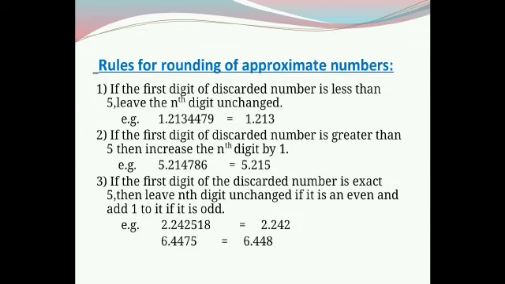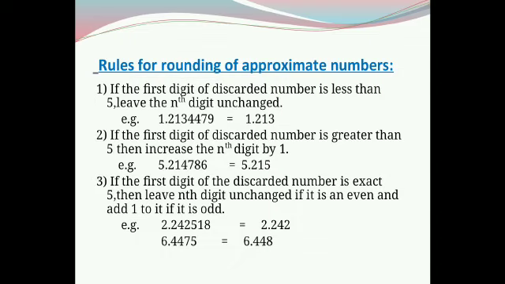Here the first example is 1.21344799. Then the rule is, if the first digit of the discarded number, here we take after the decimal point, that discarded digit is 4, then it is less than 5. That means 1.2134, that 4 is less than 5, then leave the nth digit unchanged, that means the number is as it is, and therefore the answer is 1.213.